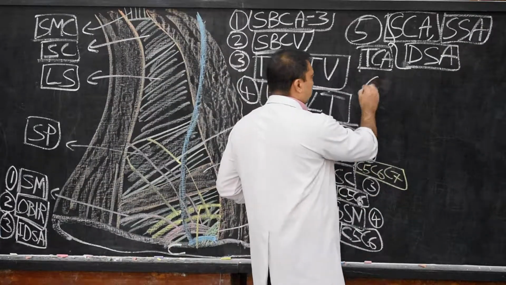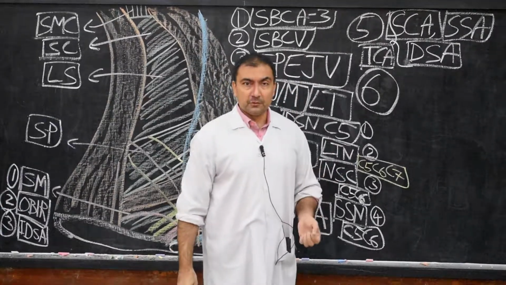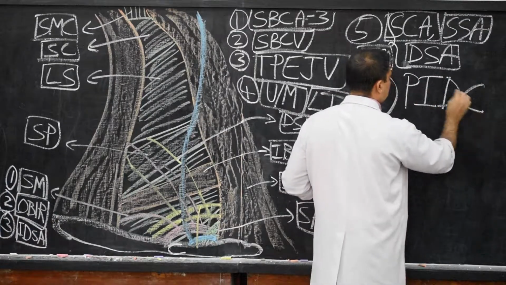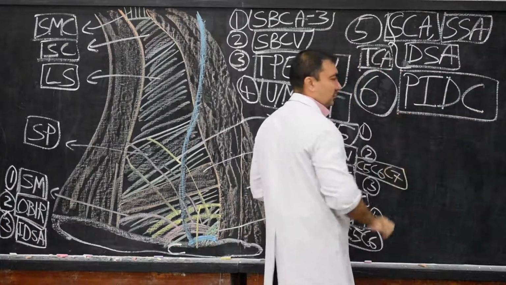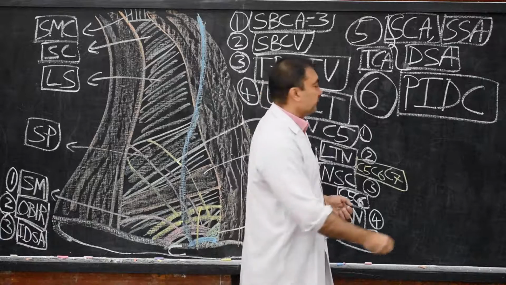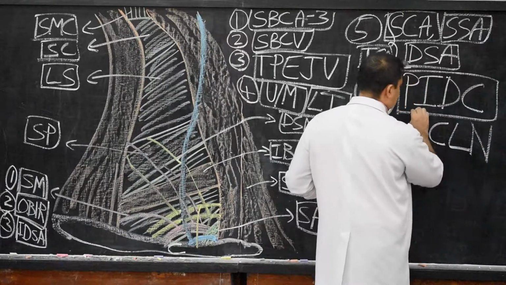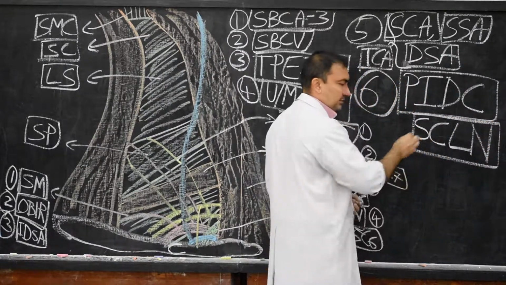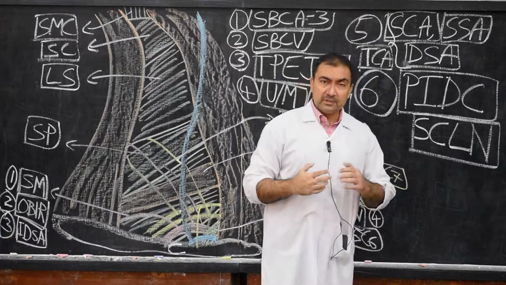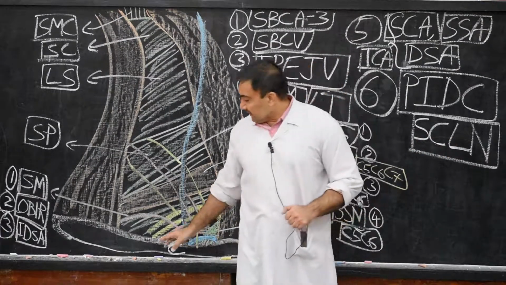And now, last, a very interesting content, number 6 of the supraclavicular triangle: lymph nodes. Which group of lymph nodes? The posterior inferior group of deep cervical lymph nodes, which are also called supraclavicular lymph nodes. So please write down supraclavicular lymph nodes. Where are they located? They are located around the inferior belly of omohyoid, as shown here in the diagram.